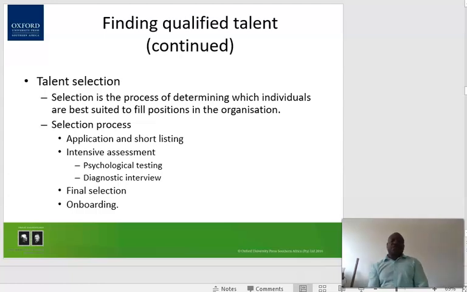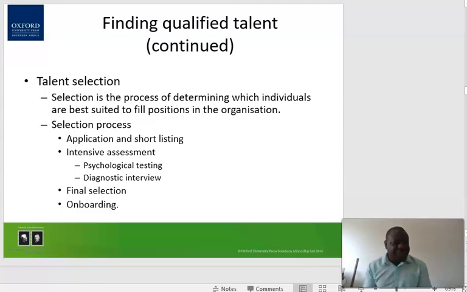Then there is also selection. After recruitment, what follows is basically selection. So recruitment is the process of inviting applications, so that those people who qualify can apply for the job. After recruitment, what follows is selection.